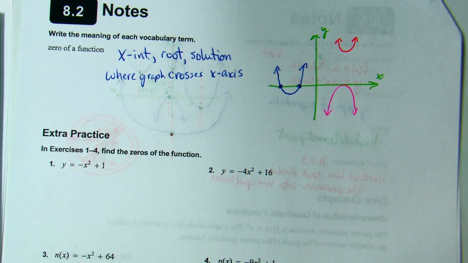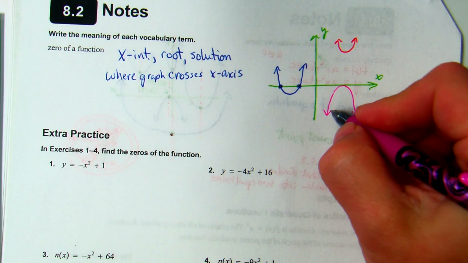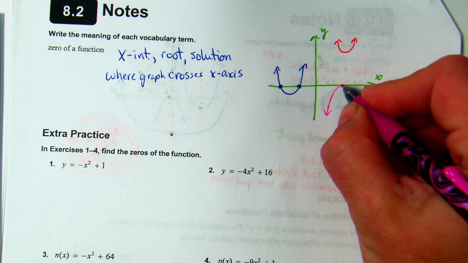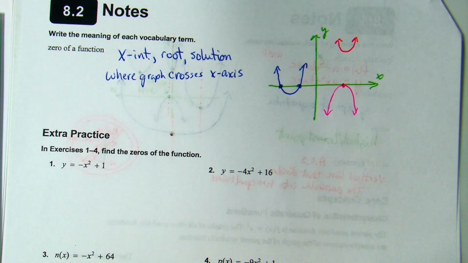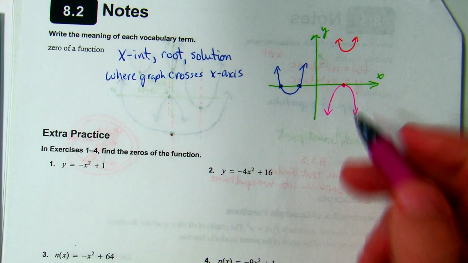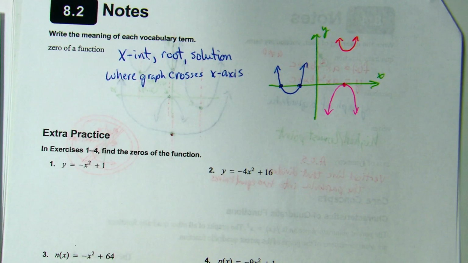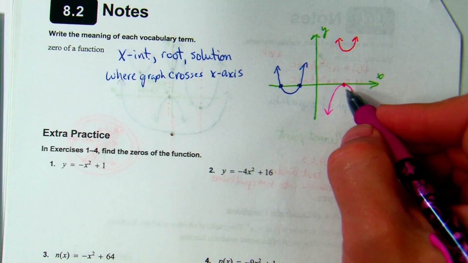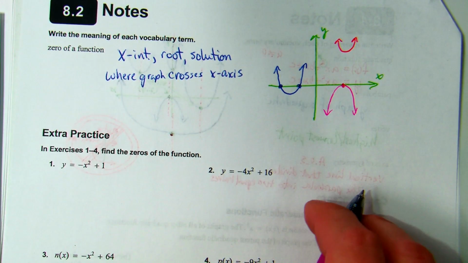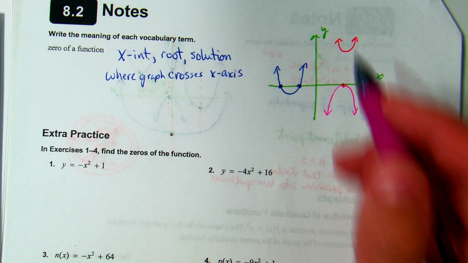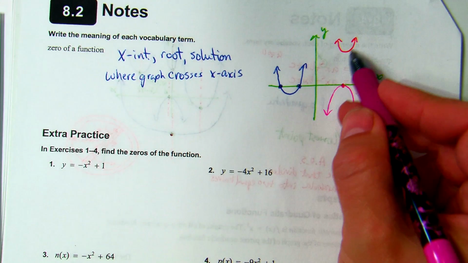What about the pink one? The pink one would actually only touch it, so it would still have a root. There would just be 1. And then how many would the red have? The red would have 0. That doesn't touch the x-axis, so there are no zeros or roots or solutions for the red function that's represented there.